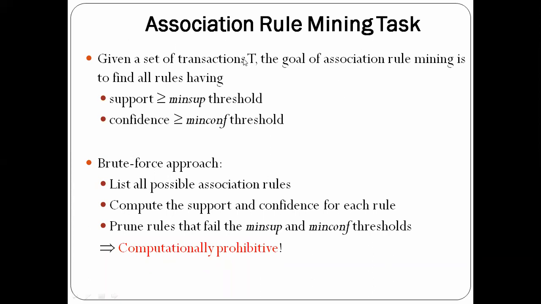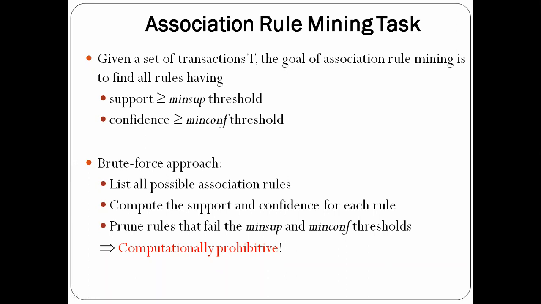In association rule mining, our main aim or goal is to find all those rules which have support greater than or equal to the user specified minimum support threshold, and confidence greater than or equal to the minimum confidence threshold. If these two conditions are satisfied by the rules, then we say that these rules are important or interesting rules. In order to find that, we will be using association rule mining. I will give you an example later.